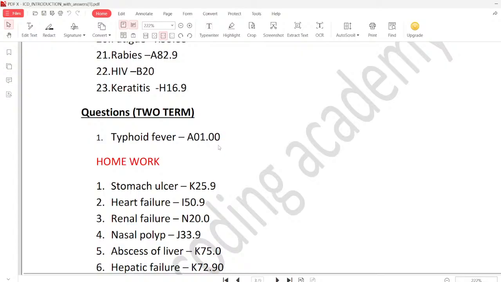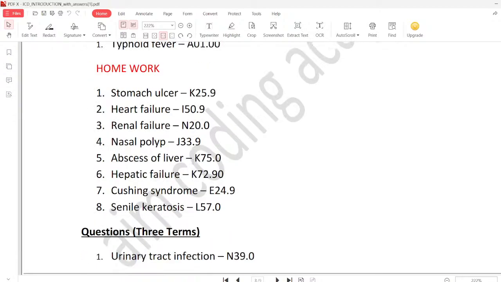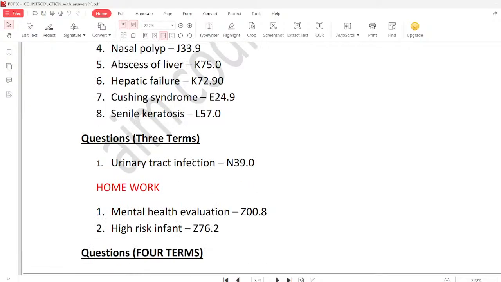And a lot of homeworks are there. Stomach ulcer K25.9, heart failure I50.9, renal failure N20.0, nasal polyp J33.9, abscess of liver K75.0, hepatic failure K72.90, Cushing syndrome E24.9, senile keratosis L57.0. And others are three terms.